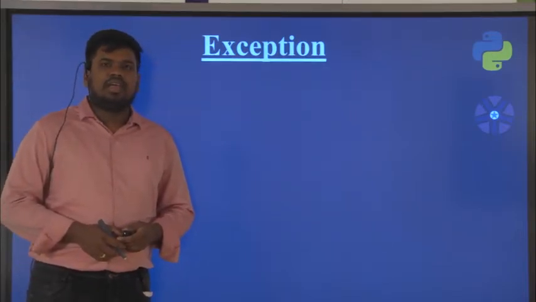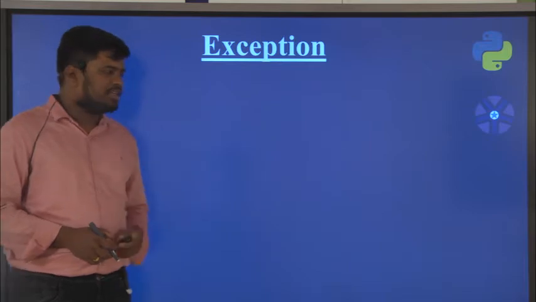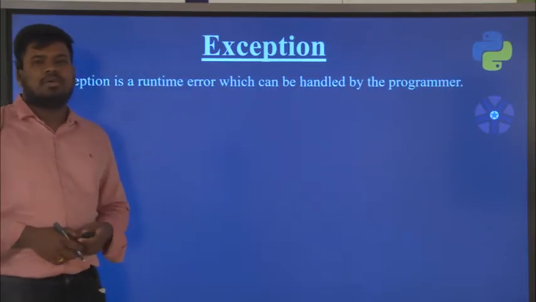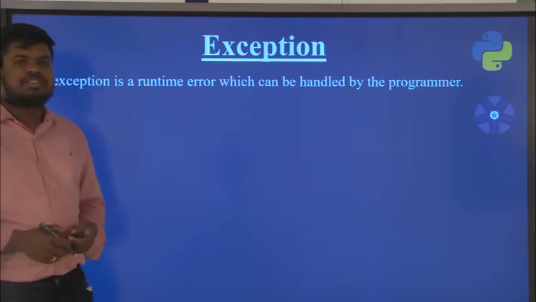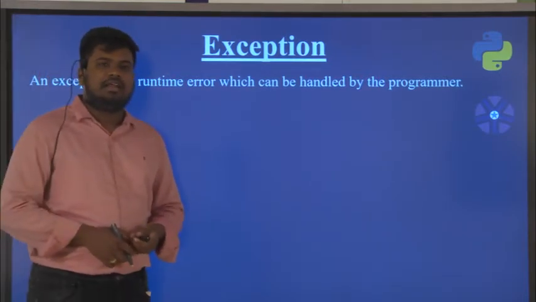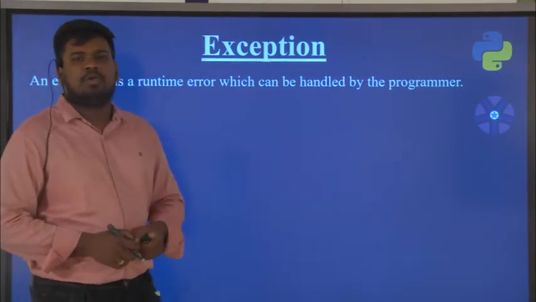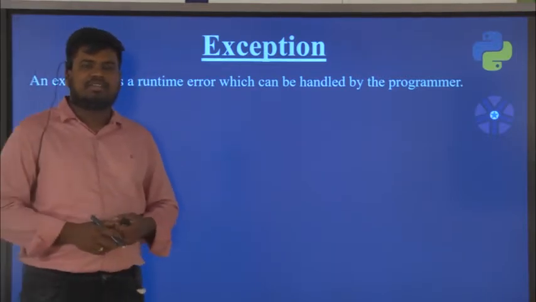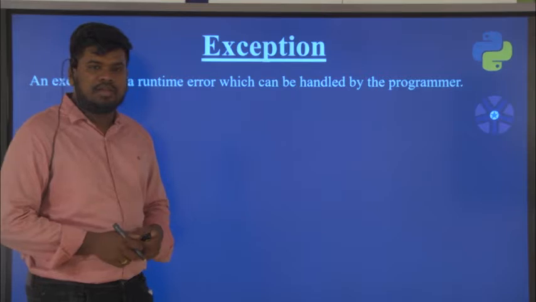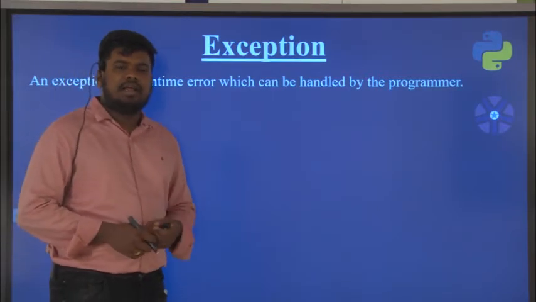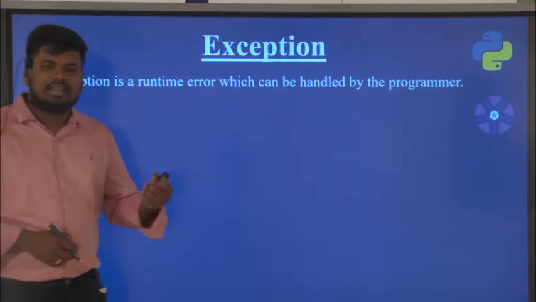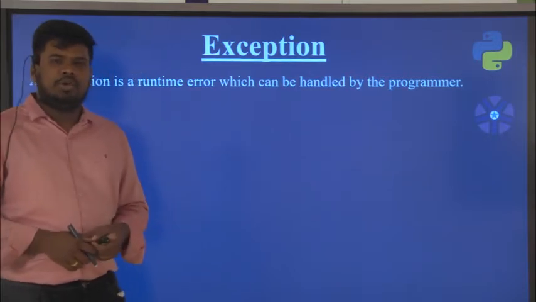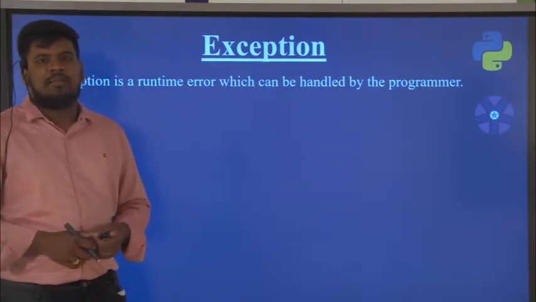An exception is nothing but a runtime error which can be handled by the program. I am repeating again, an exception is nothing but a runtime error which should be dealt with by a programmer. There are two types of errors. The first one is compile time errors and the next one is runtime errors. A compile time error is nothing but a syntactical error; by looking at the program and debugging, we can happily reduce compile time errors.